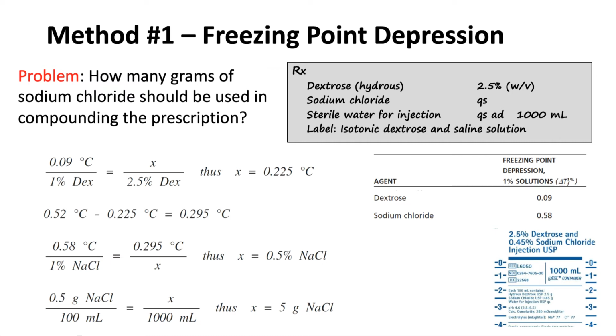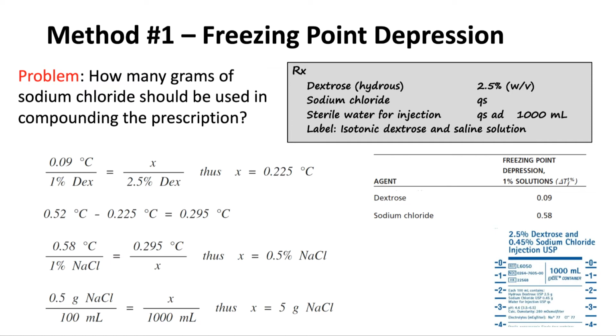We then set that equal to some unknown X value, which is how much of a change in temperature we're going to get, but we're going to set that over the fact that we do know what we're going to compound is going to have exactly 2.5% dextrose. So we'll be able to use this proportion to determine if I have 2.5% dextrose, how much change in temperature do I get? Because I do know that with a 1% concentration, I get a change of 0.09. So those are the proportions we're using.